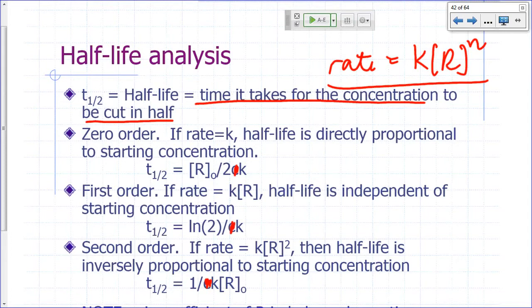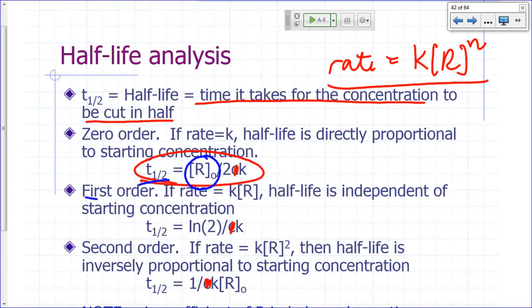In the case of a zero-order reaction, you'll find that the half-life gets shorter. I'm sorry, it gets shorter the more the reaction has progressed. As the concentration of R drops, your half-life drops. The time it takes for that concentration to get cut in half gets shorter.